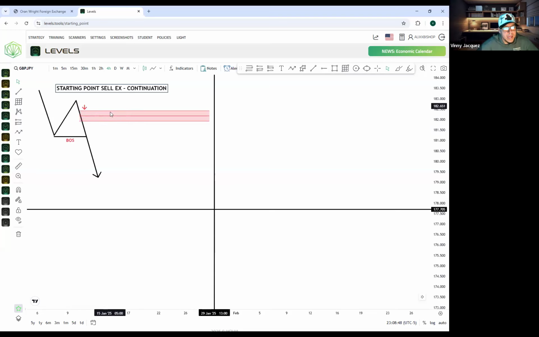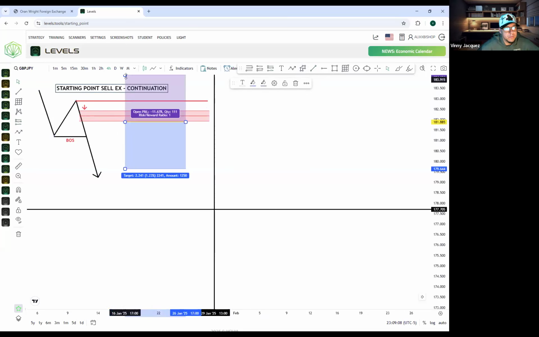So, guys, we have our entry here. Now we have to have our starting point. On this plain example, we're just going to have the high be our starting point. Our high is going to be the stop loss. Now, the thing is, we still have to worry about the structure. We know that this is our opportunity.